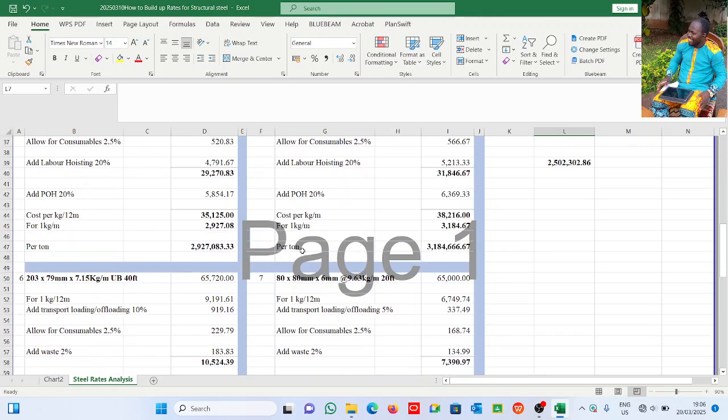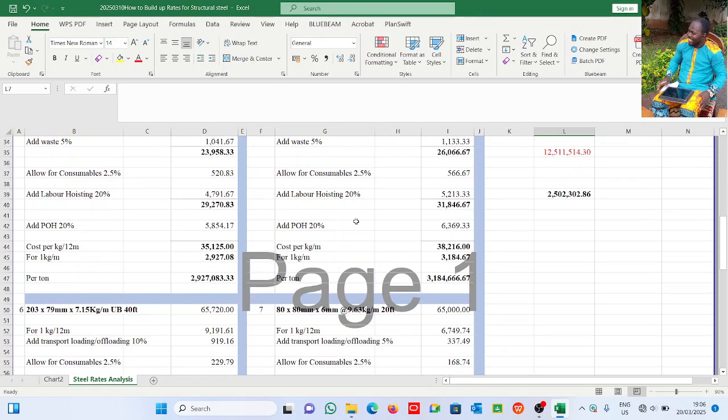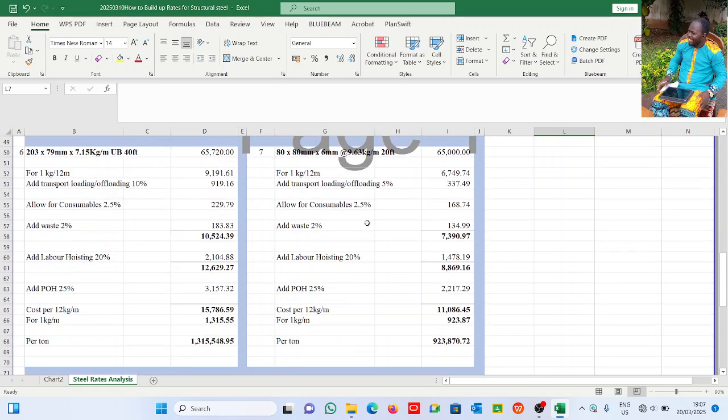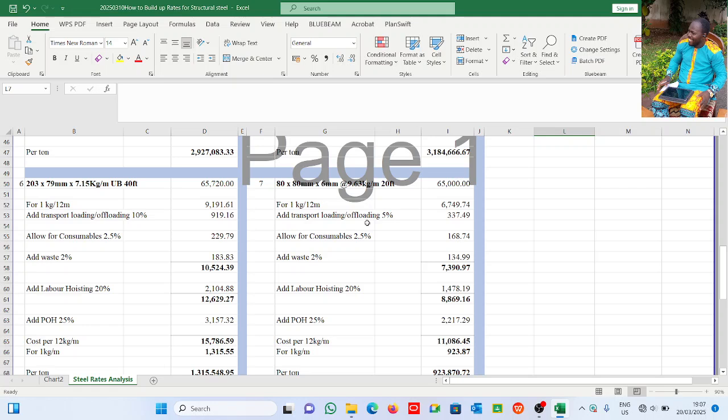Okay, so all these sections are represented in that design. Okay, let me come here. Now this is angle iron, right? 80 by 80 by 6 mm by 9.63 kg per meter. Now angle iron 80 by 80, you can also check it. It is 9.63 kg per meter.